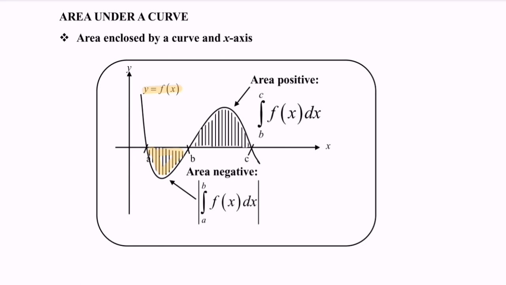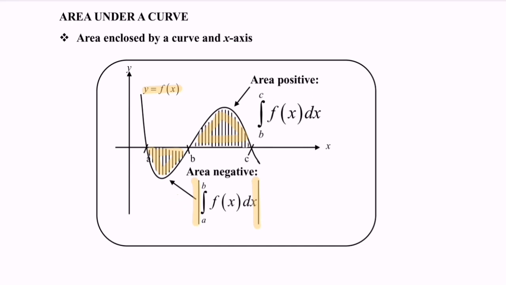part A, which is under the x-axis, and the second part would be part B, which is above the x-axis. So now we have two situations. For the situation part A, we have area, which is a negative value. As we all know, area won't be negative. So in order to avoid this situation, we have to add on the modulus sign. For the situation, integrate the function f(x) with respect to x for the limits a to b.